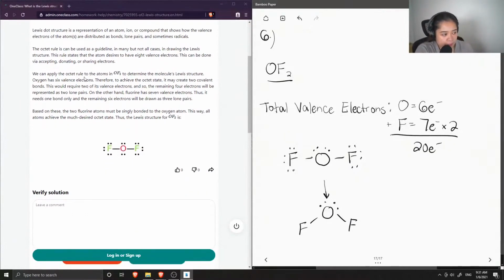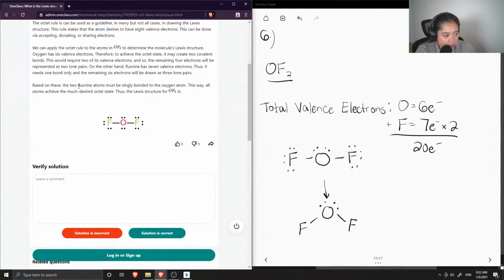We can apply the octet rule to the atoms in OF2 to determine the molecule's Lewis structure. Oxygen has 6, and therefore to achieve the octet state, it may create 2 covalent bonds. This would require 2 of its valence electrons, so the remaining 4 electrons will be represented as 2 lone pairs. On the other hand, fluorine has 7, thus it needs 1 bond only, and the remaining 6 electrons will be drawn as 3 lone pairs.